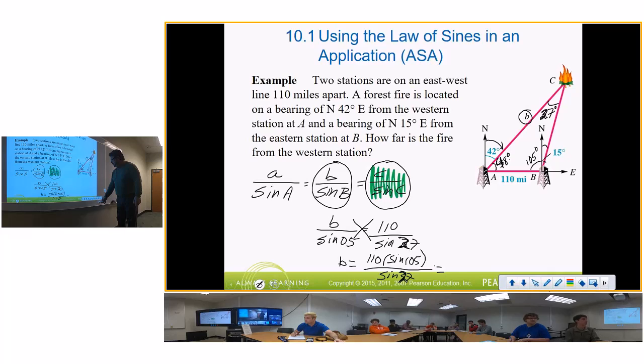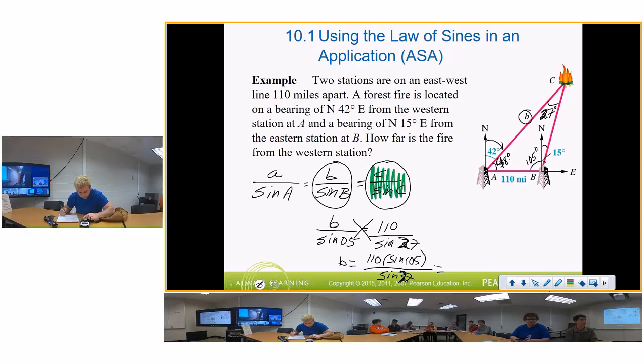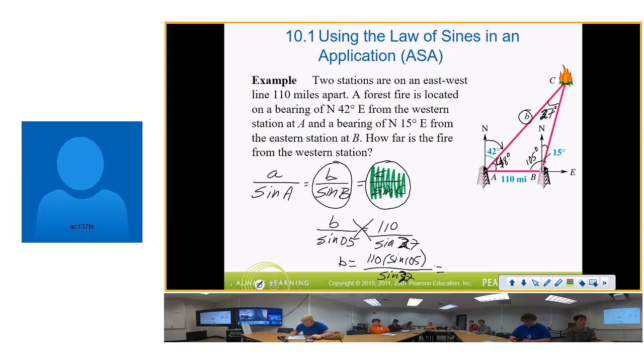Pendleton, what did you come up with? 234. Okay, we got a 234. How about Easley? 234. Okay, Anderson. 234. Is it 234 even? It is. All right, now find angle, that's equal to 231. Now find side A.